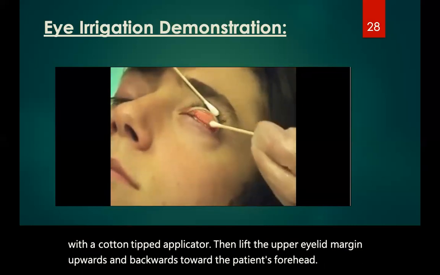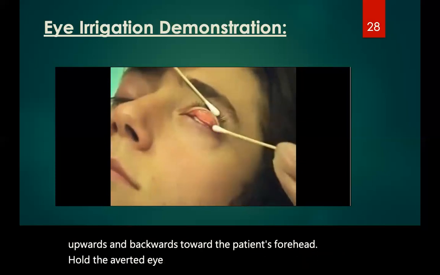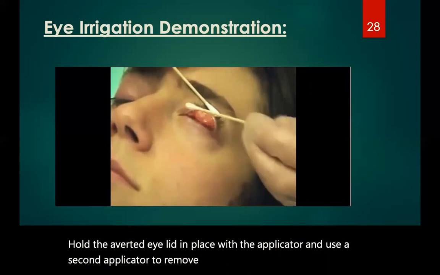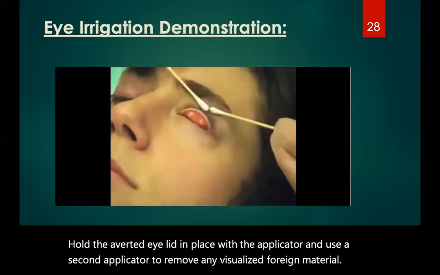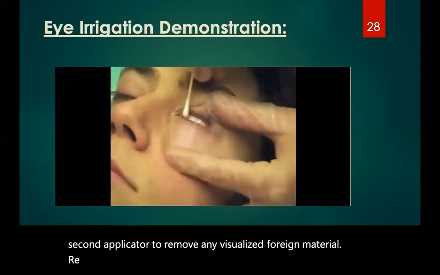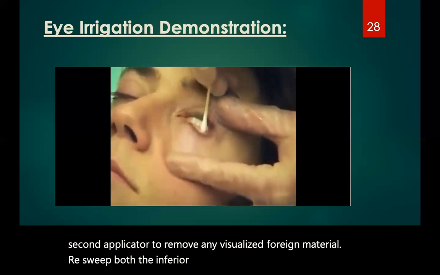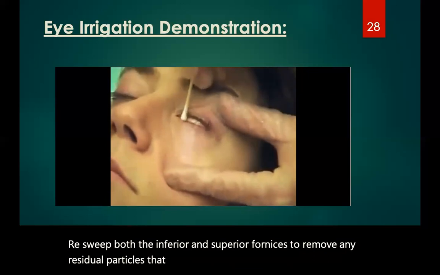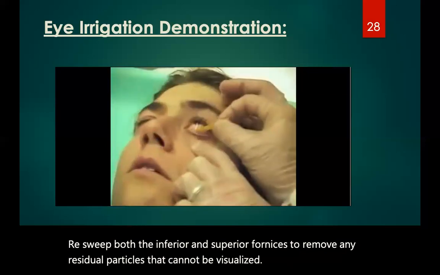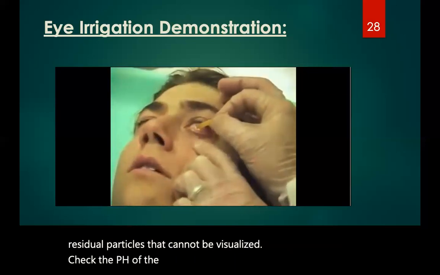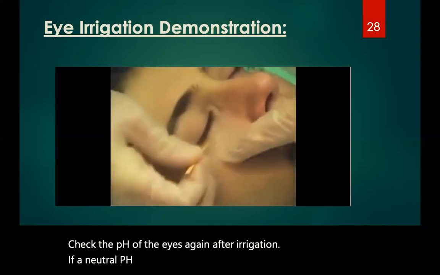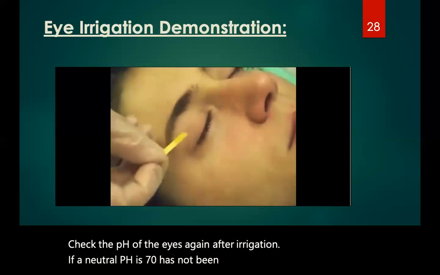Hold the averted eyelid in place with the applicator and use a second applicator to remove any visualized foreign material. Resweep both the inferior and superior fornices to remove any residual particles that cannot be visualized. Check the pH of the eyes again after irrigation. If a neutral pH of 7.0 has not been achieved, continue the irrigation.